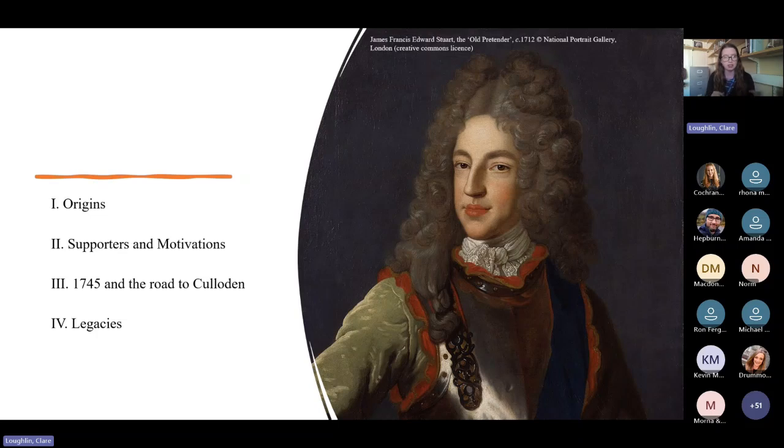So what I'll do today is I'll give a brief overview of where Jacobitism comes from, why it emerges, and the kinds of people who were drawn into this movement and their motivations for doing so. And I'll then look at the key issues at stake by the time we get to 1745 and why this rising is seen as the chief symbol of the Jacobite cause. And we'll then finish by looking at some of the cultural legacies of Culloden.